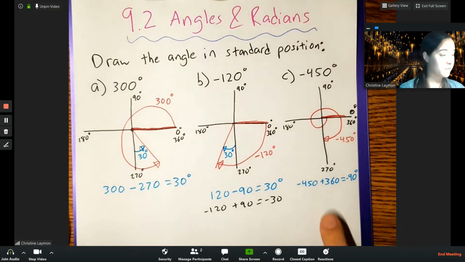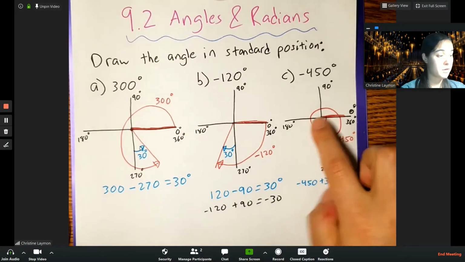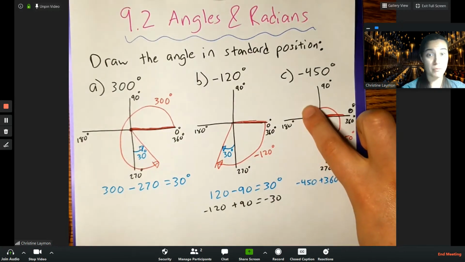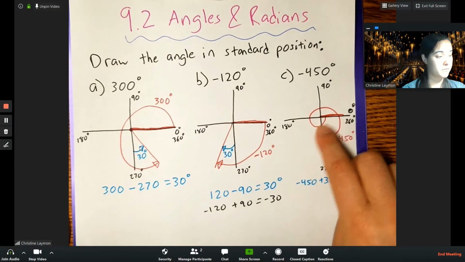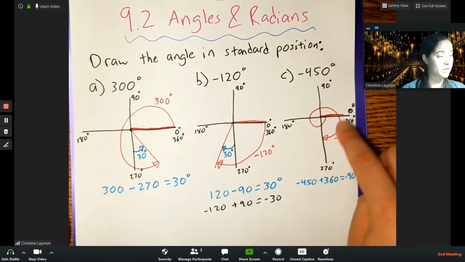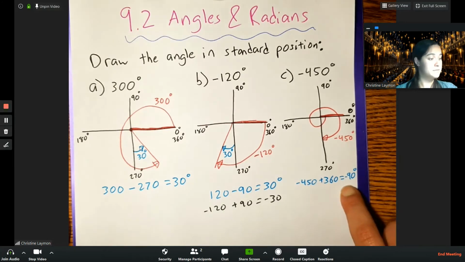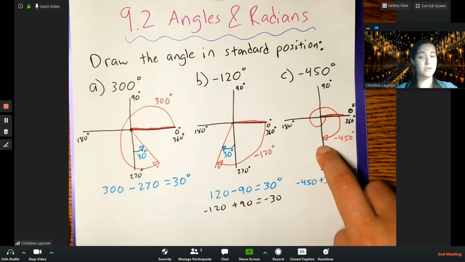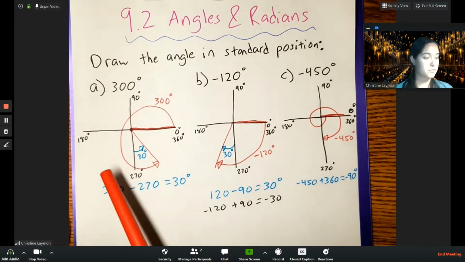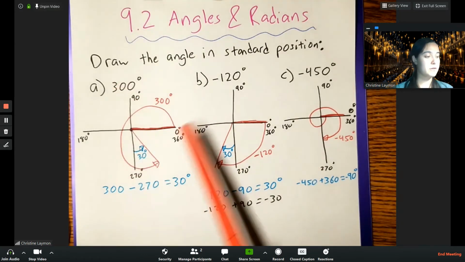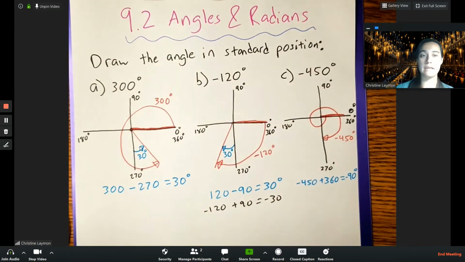And again, what I'm showing here is that I went a full circle. Notice that when I drew this little circle, I went all the way around it. So I started here and I ended there, but I kept going another 90 degrees. And that's what this negative 90 tells us. Negative 90 took us to this position right there. So here are three of the angles: 300, negative 120, and negative 450.